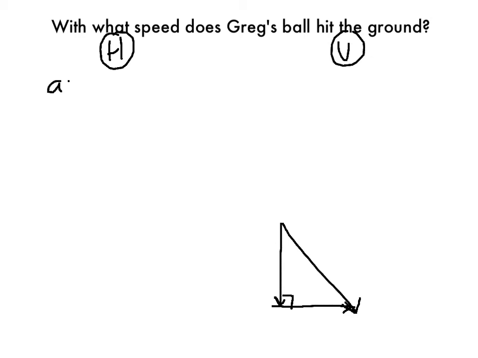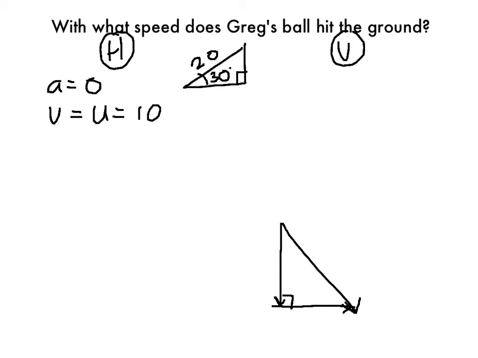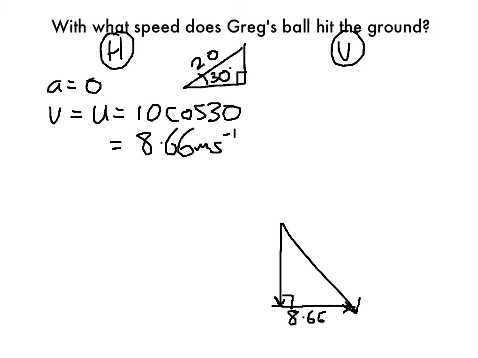Horizontally, because we know that acceleration is 0, then the final velocity equals the initial velocity, which through trigonometry from the original question we were given, which was 30 degrees and 20 meters per second. So you can see that horizontally the velocity equals 20 cos 30 degrees, and so the horizontal component of velocity is 8.66 meters per second. So the horizontal component of the final velocity is still 8.66 meters per second.